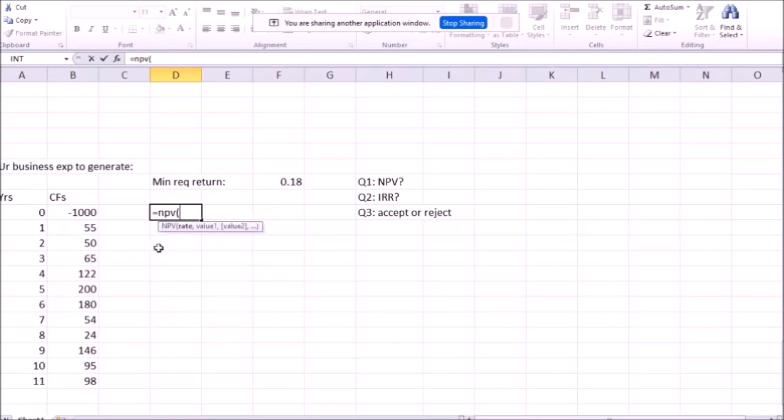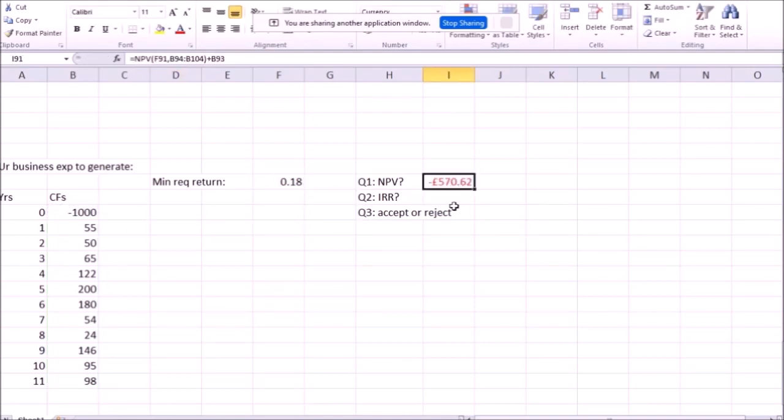Open the brackets, enter the rate, and enter the values only, starting from value 1. Close the brackets. Don't forget to add the original investment. NPV is negative. Oh my God, looks like we should reject the project. Let's see what IRR says.